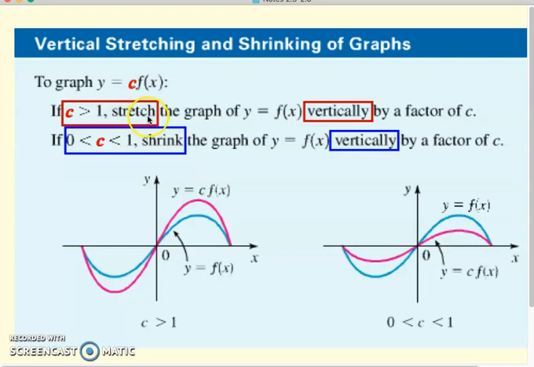So we're going to use the word stretch. And again, in Algebra 2, you said dilate, but we're going to say stretch by a factor of what? Shrink by a factor of what? And c is the factor, the multiplier. Okay. And we'll show you all this in action, like I said, in just a minute.